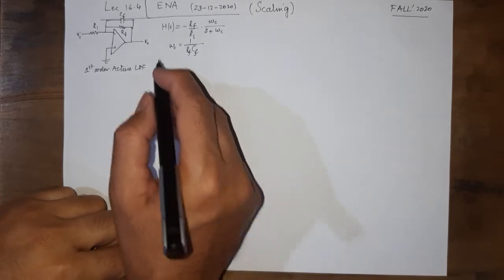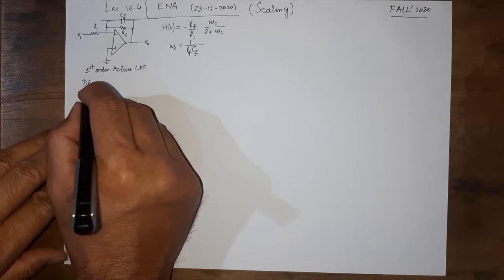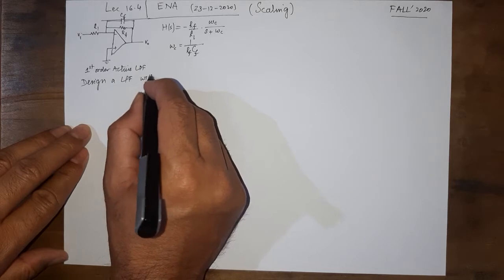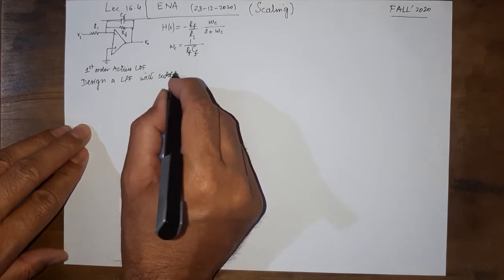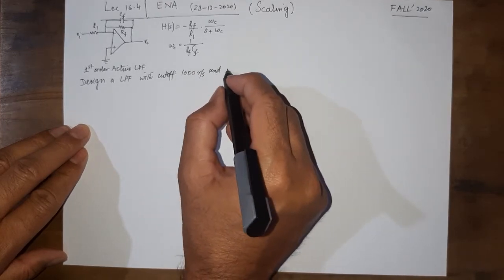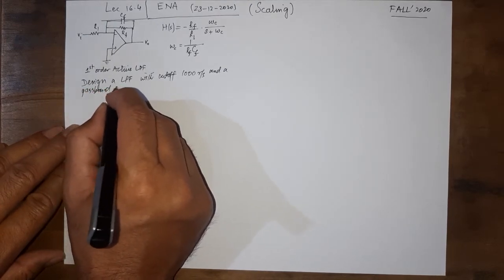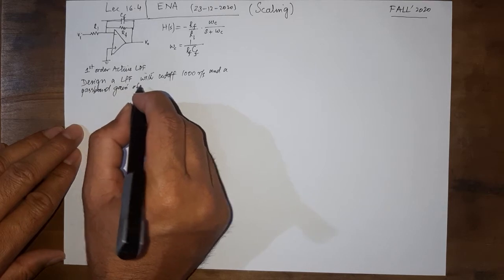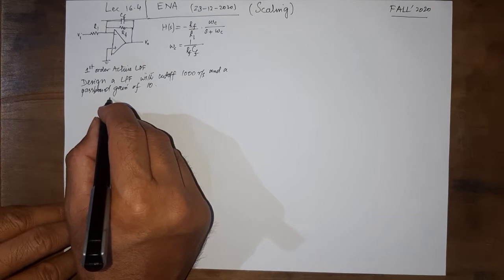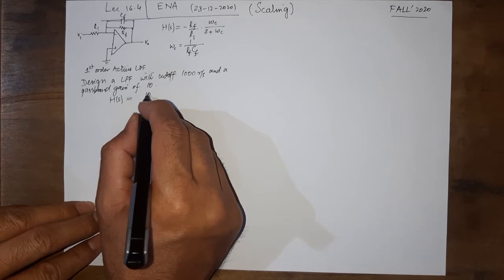So when we design some filters, if I say okay, design a low pass filter with cutoff 1000 radian per second and a pass band gain of 10. So this means that we are looking at a H of S with a pass band gain of 10.